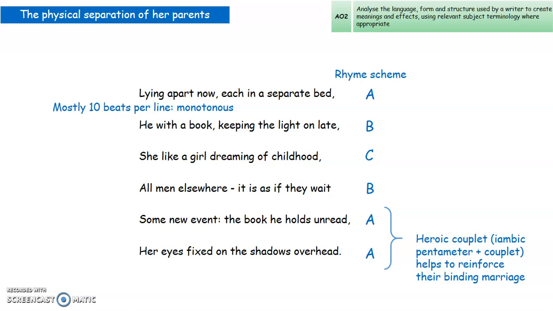This stanza also ends in a heroic couplet, so it's iambic pentameter, that dun dun, the 10 beats, stressed and unstressed, which you've seen in Romeo and Juliet, and it's a couplet, and it helps to reinforce their binding marriage. It's almost like they are trapped within the marriage. Or you might read an alternative, that it shows that there is still love between them because of the rhyme. You might want to pause the video and take some notes on the structure of the first stanza.